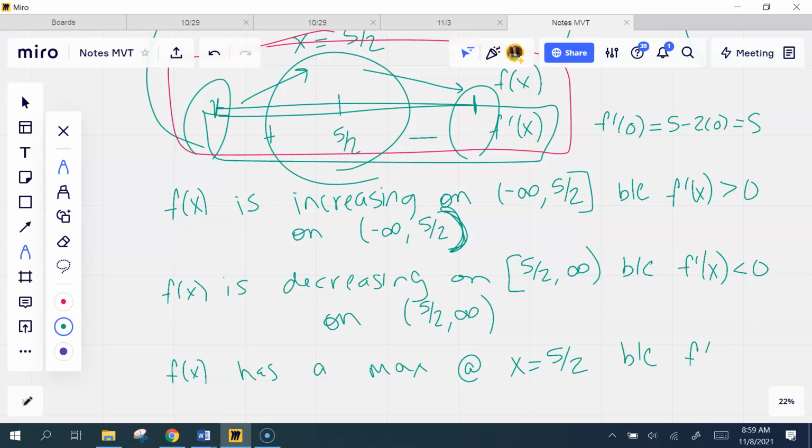because the derivative, what else happens? What tells us that it's a max? The signs change. But say what they change from, because the derivative changes from positive to negative at this point. It would be a minimum. That's exactly right.